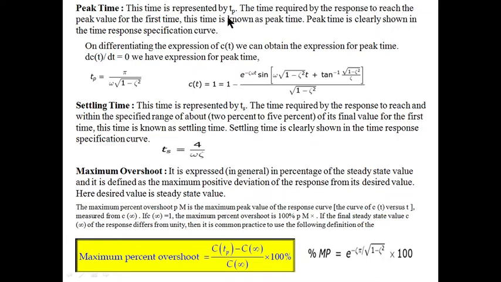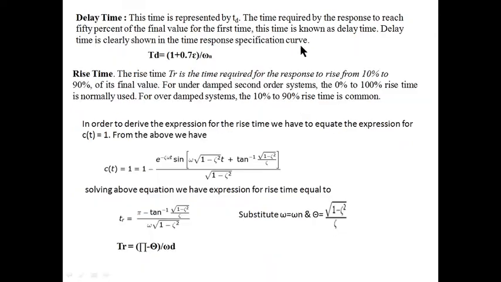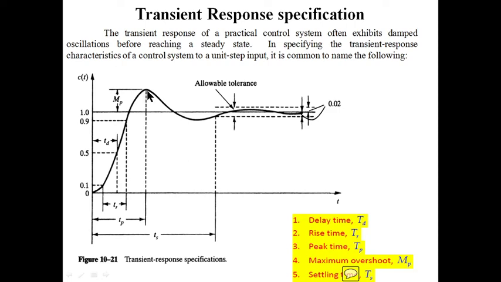Okay, so this is the peak time. This time is represented by T of P, the time required by a response to reach the peak value for the first time. This time is known as peak time. Here you can see this is the peak, and the time required for this response to go from 0 to the maximum value of the response, we call the peak time, T of P.